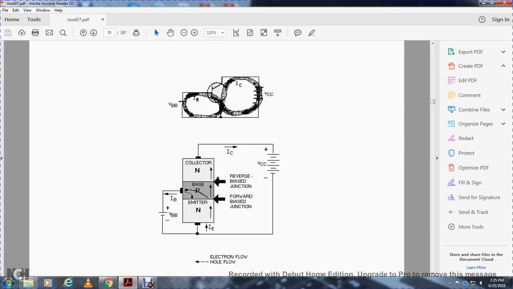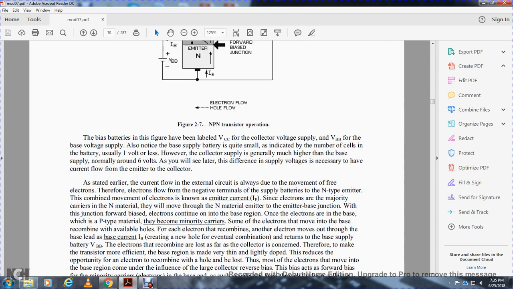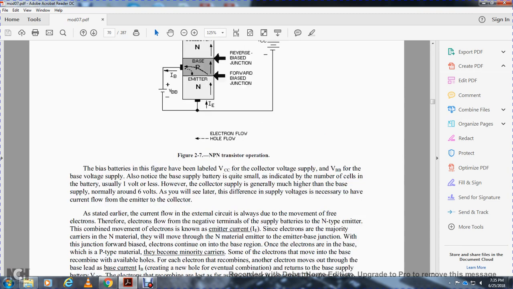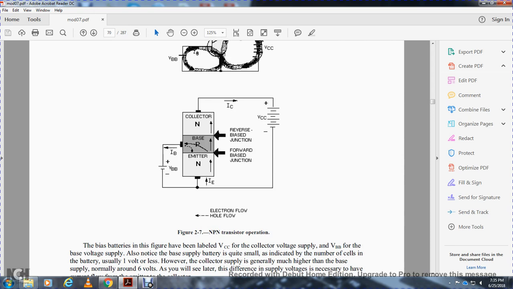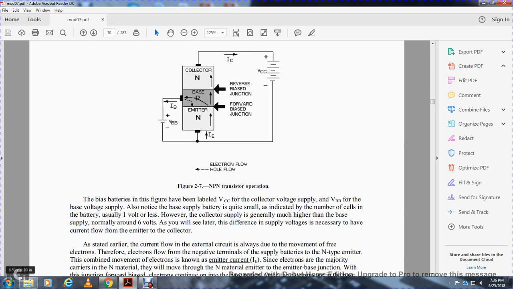Alright, electron flow, reverse bias junction, bias batteries. In this figure they are labeled VC, the collector voltage supply, and VB, the base voltage supply. I also note that the base supply battery is quite small, usually 1 volt or less. However, the collector supply is much higher than the base supply, normally around 6 volts. As you will see, this difference in supply voltage is necessary to have current flow from the emitter to the collector.